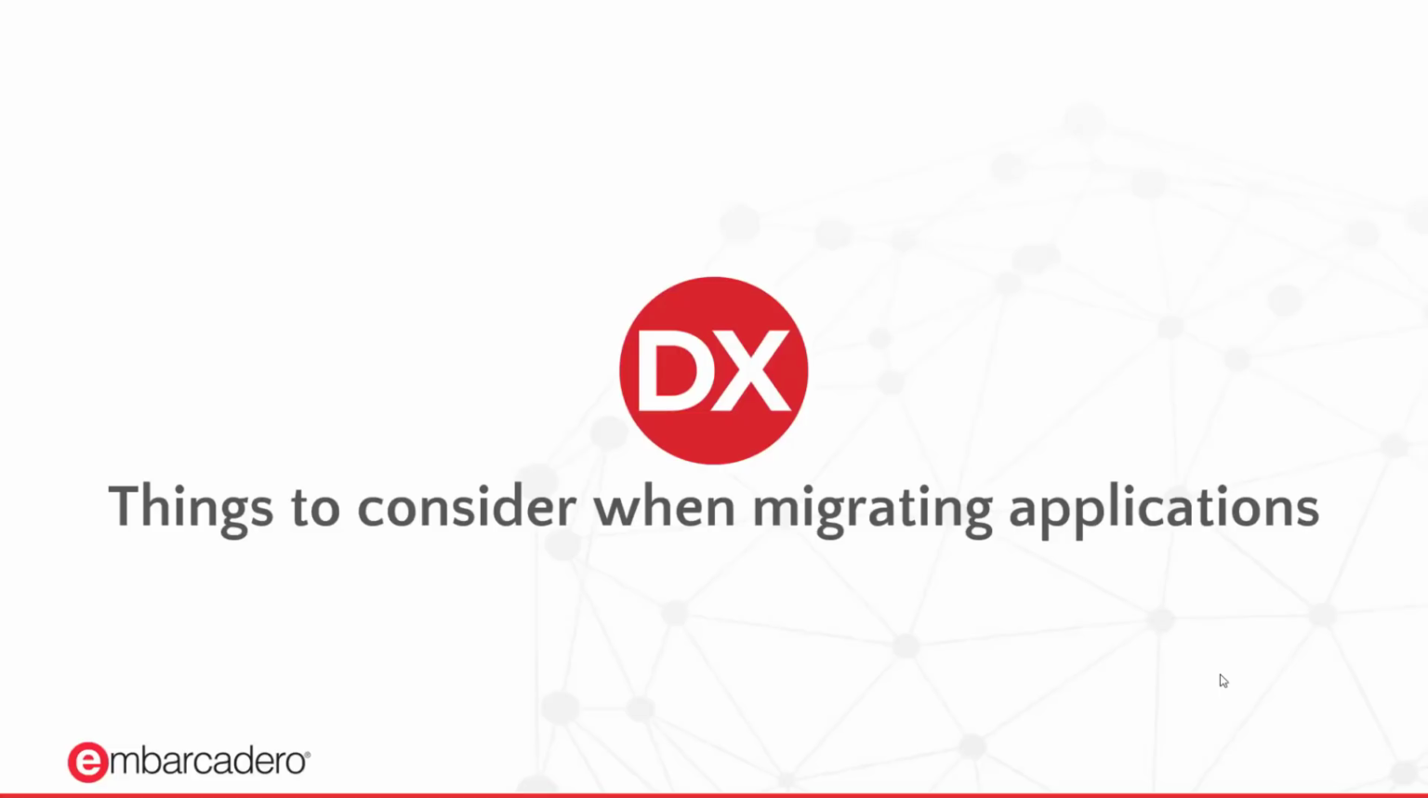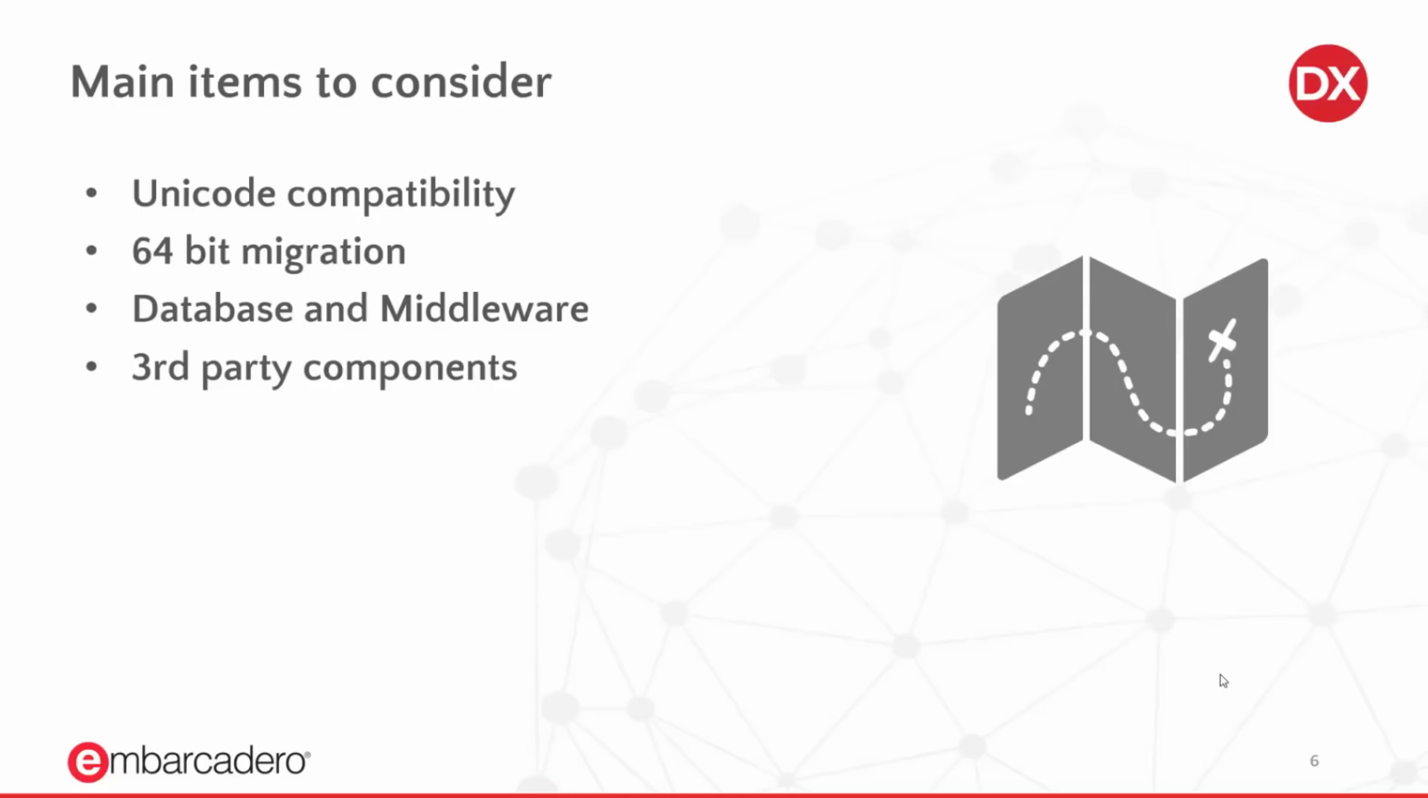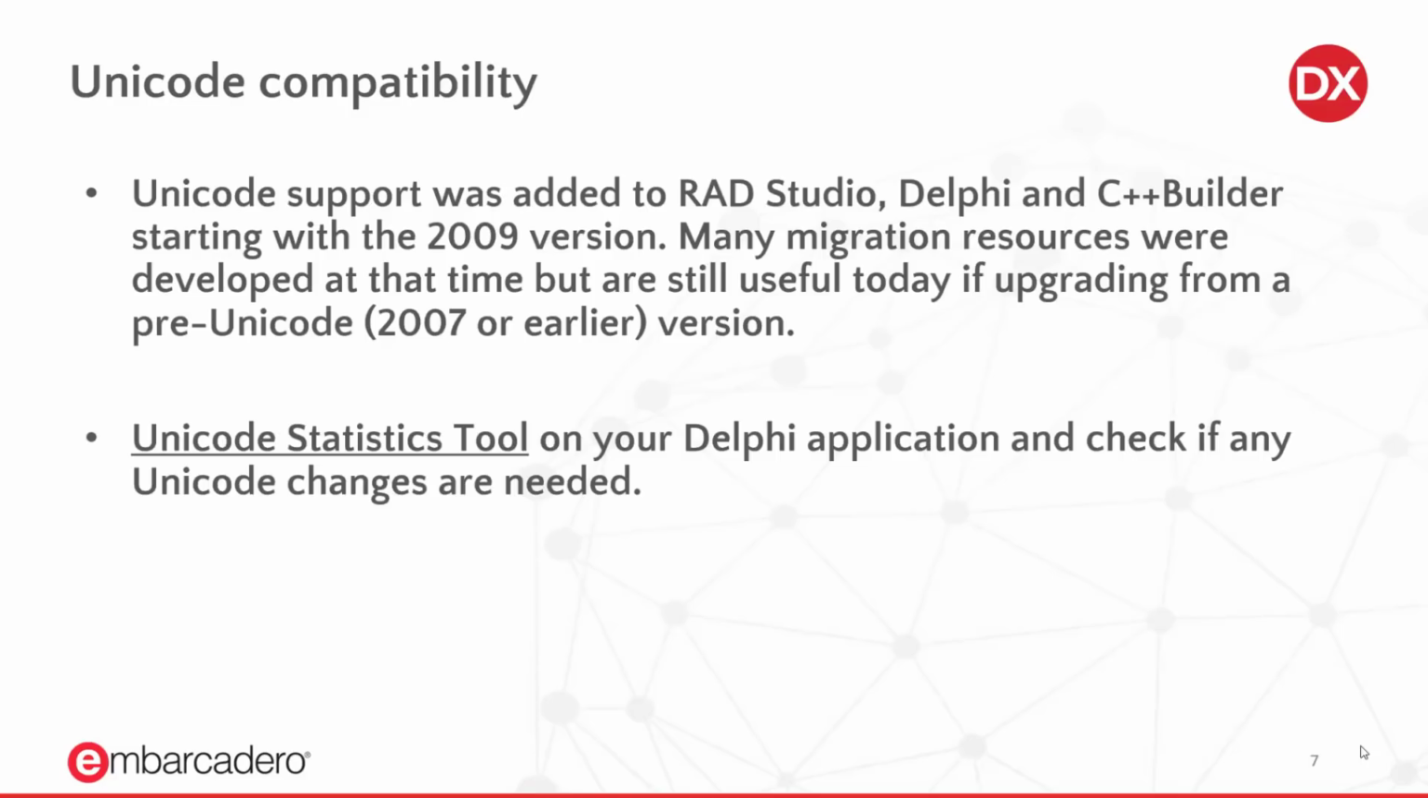Okay, so first, the things to consider when migrating applications. The main ones are, like I mentioned before, Unicode compatibility, the architecture migration, any database and middleware migration, and components that are third-party for which we may or may not have source code. Okay, so let's get started with the Unicode compatibility.